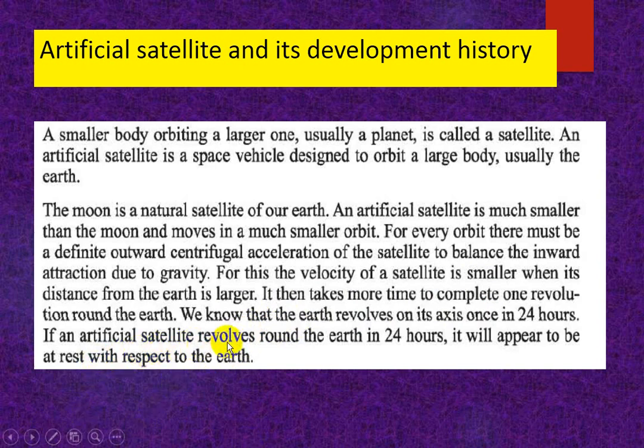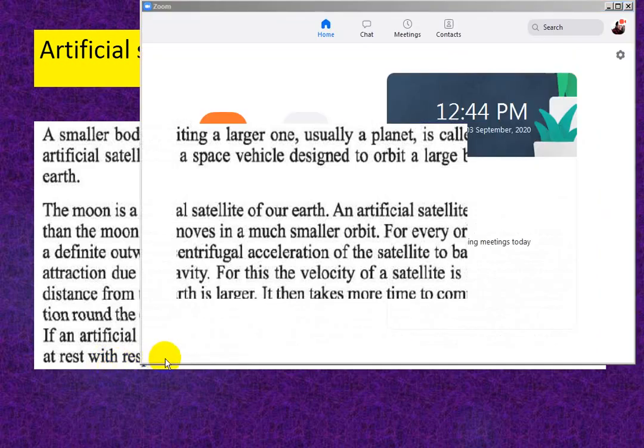Artificial satellites go round the Earth in 24 hours. It may be far away, and it will appear to be at rest.